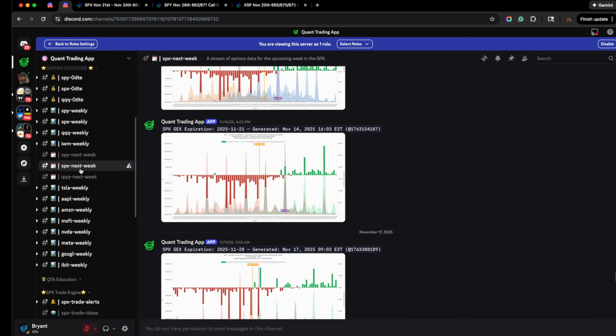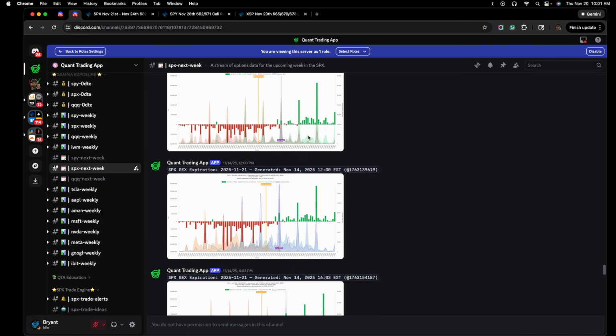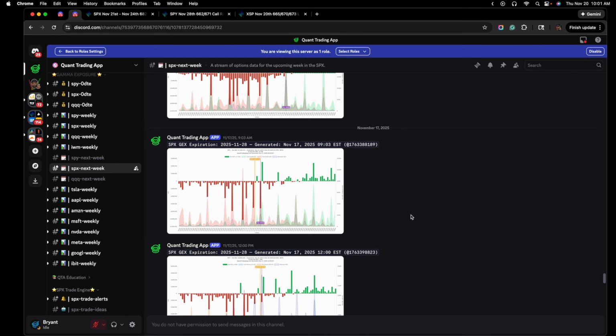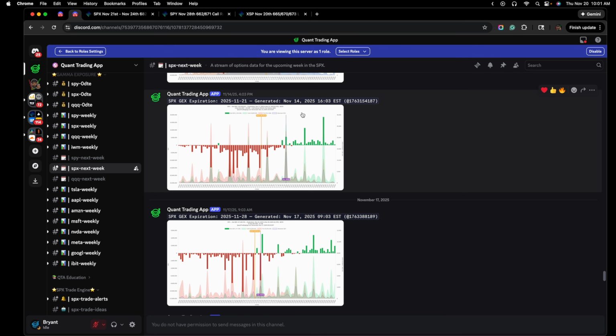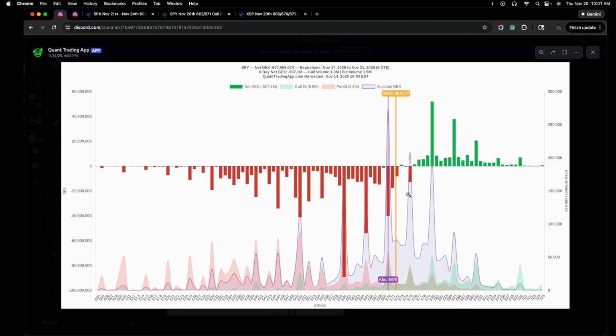This is published and posted in the Quant Trading App Discord at certain intervals throughout the day, and a record is kept of this. So this is how I just scrolled back and went to check as the market closed, because this is actually what I was looking at last week, Friday. Now, as we take a look at this here, it's relatively easy.